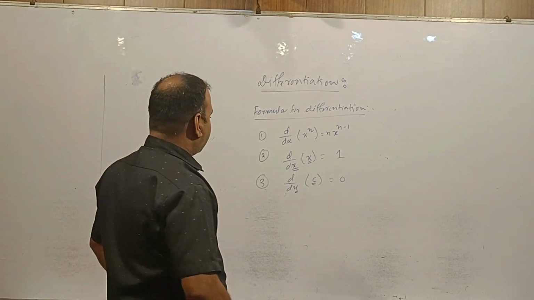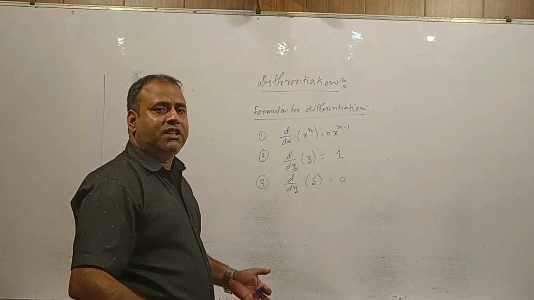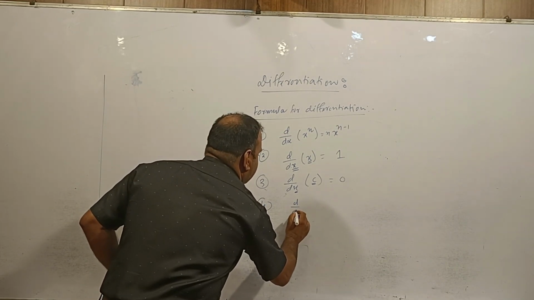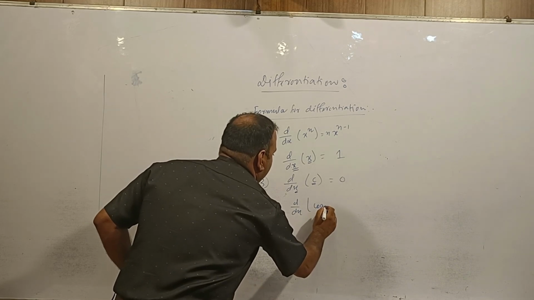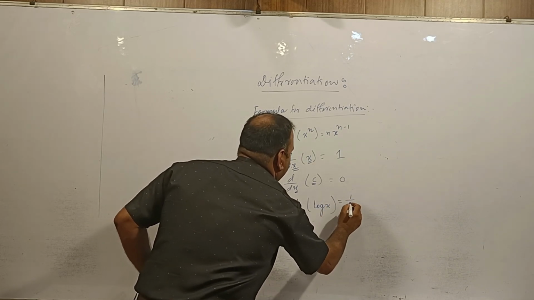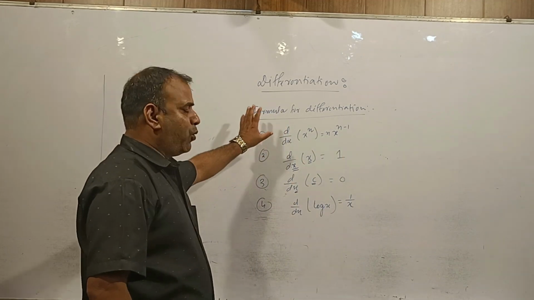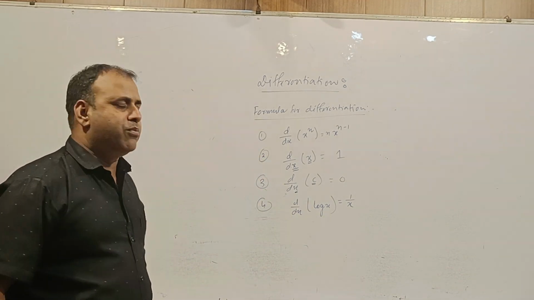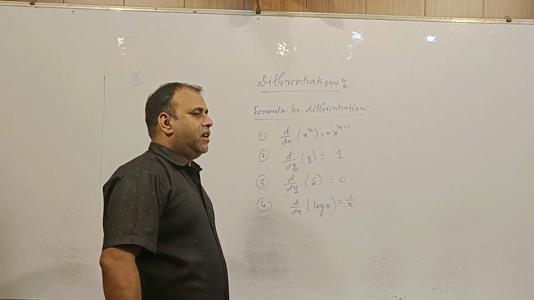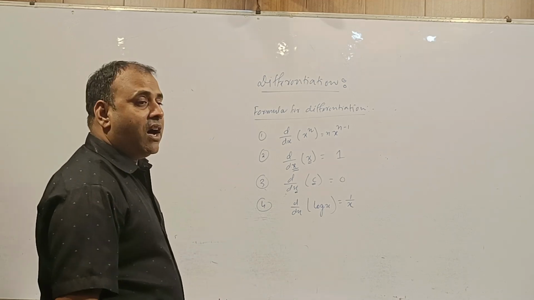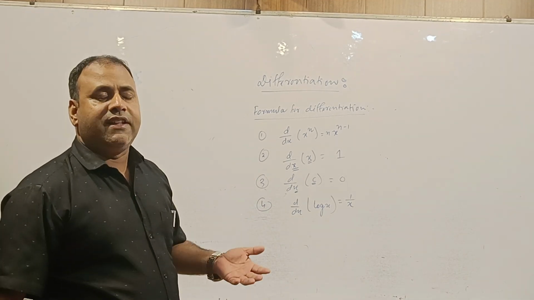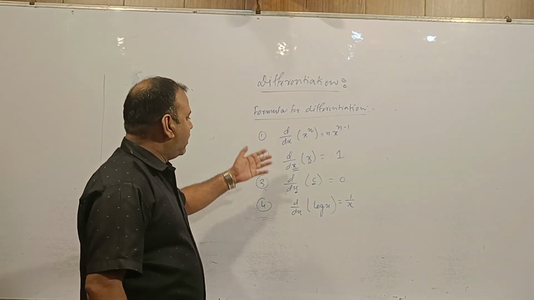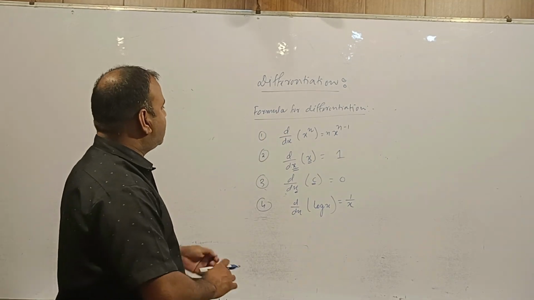So I have given only three basic formulas. One more formula I have given, number four: d/dx of log x is 1 by x. So these four formulas are very important for you. After knowing these formulas, you can easily solve numericals related to motion in a straight line. If a question is given, how we can find the velocity, the acceleration, the retardation, we can easily calculate with the help of differentiation. So this is the formula.